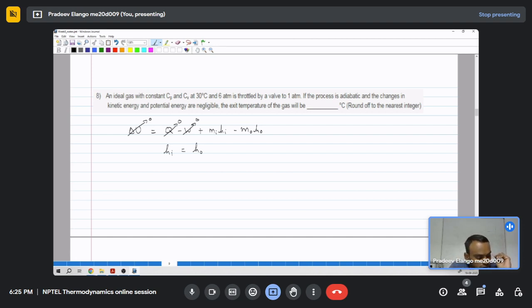And if the process is adiabatic, we can neglect the kinetic energy and potential energy, so neglecting those only we have written the equation. And since it is ideal, we can assume it as an ideal gas. This is left with only Cp of T_i is equal to Cp of T_o. Now Cp is constant for both the cases. So now T inlet is equal to T outlet. So at outlet we have 30 degrees Celsius, same as the inlet temperature.